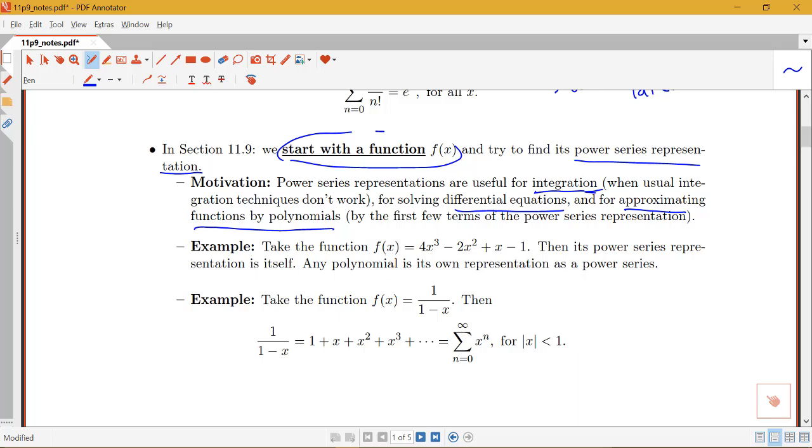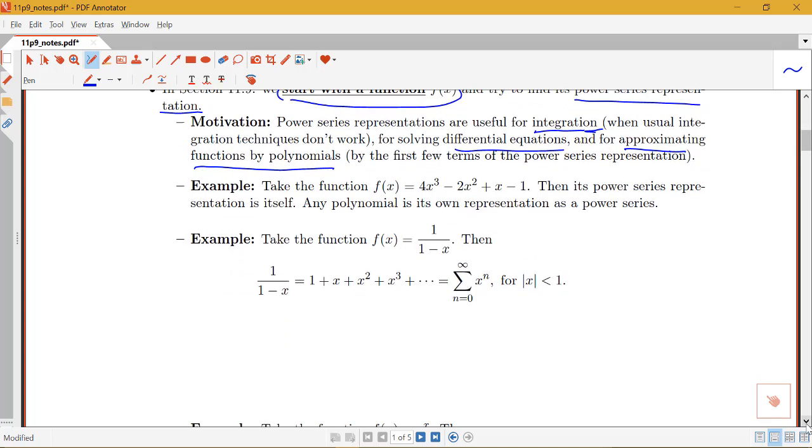So here's a couple of examples of cases where we're starting with the function and trying to find the power series representation. Take this example here of a function, 4x cubed minus 2x squared plus x minus 1. Any polynomial is actually its own power series representation. So here, this function is actually equal to exactly its power series representation, which would just be the sum of those four terms. If we take the function 1 over 1 minus x, okay, then we can say that that function is equal to this power series representation.